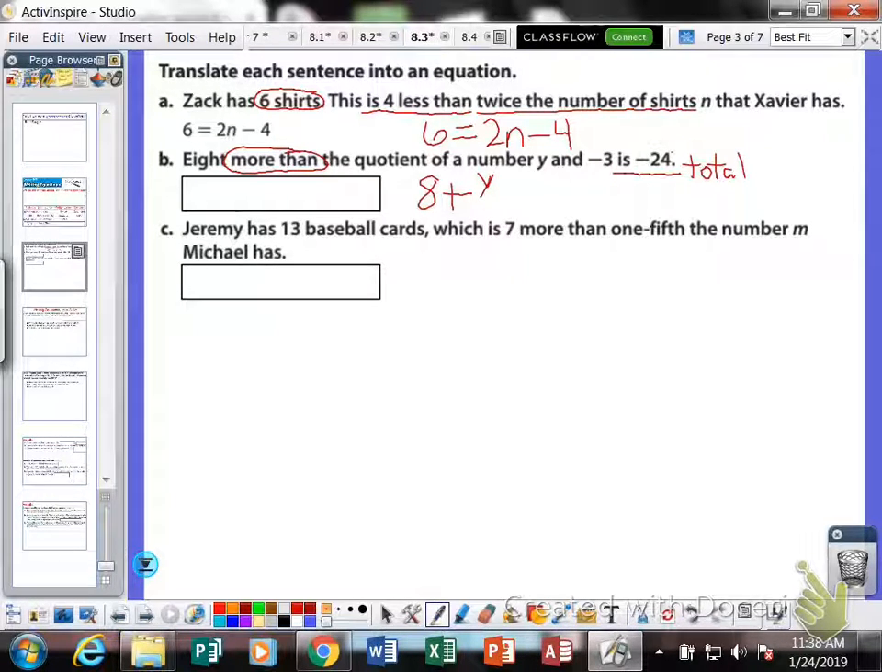The quotient of y and -3 would be y divided by -3. We have the word quotient here, and that tells us that we're doing the operation of division. So that's why we have y over -3. Then is 24, like we said before, is our total, and that's 24.